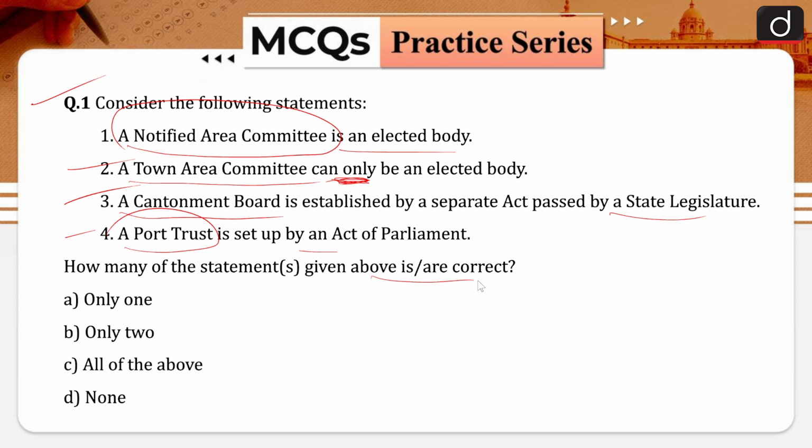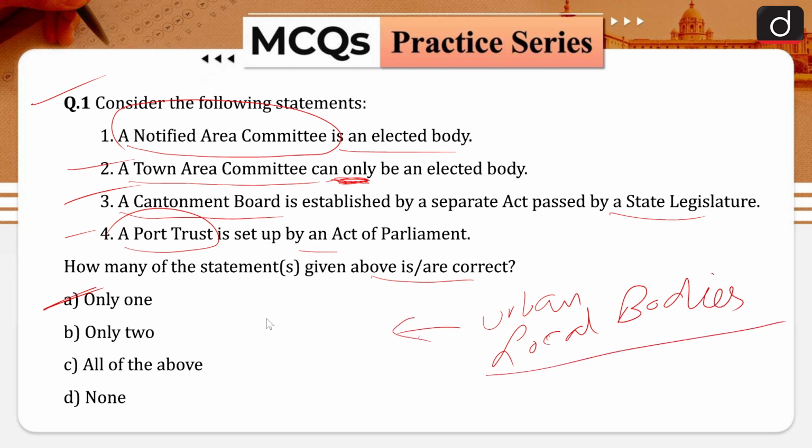Your option A is only 1. Your option B is only 2. Your option C is all of the above. And your option D is none of the above. So the correct answer for this question is going to be option A, only 1. So the type of urban local bodies that have been created in India for the administration of urban areas. So the urban local bodies have been created by the 74th Constitutional Amendment Act, which talked about the grassroots level democracy in the urban areas.